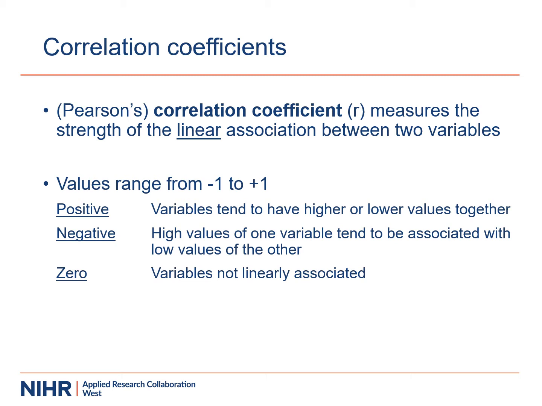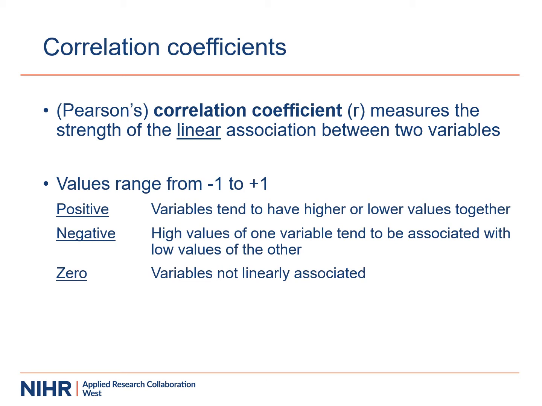The Pearson's correlation coefficient, often just referred to as the correlation coefficient and indicated by lowercase r, measures the strength of the linear association between two variables. It's important to note that it only measures linear relationships between two variables, and there could be other relationships between these variables that aren't indicated by r. This could include exponential or step change type relationships or any other sort of relationship that isn't linear. The values of r, or the correlation coefficient, can range from -1 to +1.